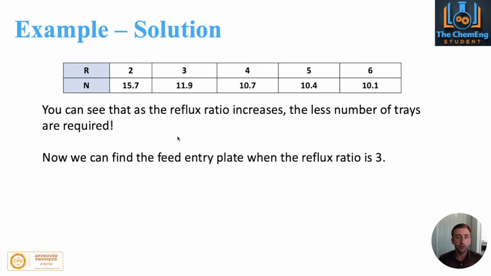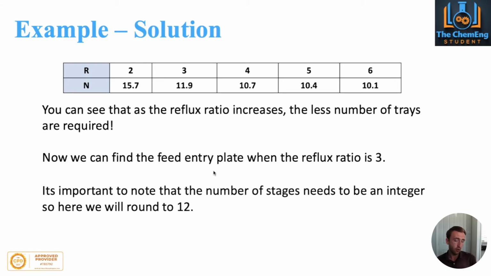So now, in order for us to find the feed entry point, we're taking our reflux ratio as 3. It is important that we remember that the number of stages has to be a full integer. So we can't have 11.9 of a tray. So we round this up to 12. We could never round it down because it's not going to be enough. We need 11.9, so we round it up to 12. So that means our system involves 12 stages.